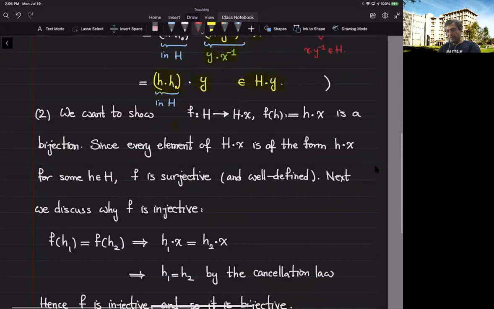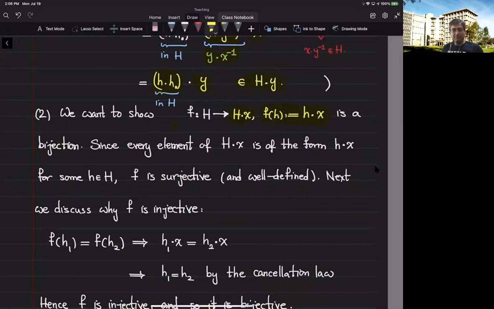Now let's see why we have a bijection between a subgroup and its cosets. The bijection is simply given by shifting by x, so multiplying H from the right by x. Okay, so why is it well defined? Of course, I'm getting a point here because of the way that we are defining it. And moreover, every point here is of this form. So this is definitely surjective.